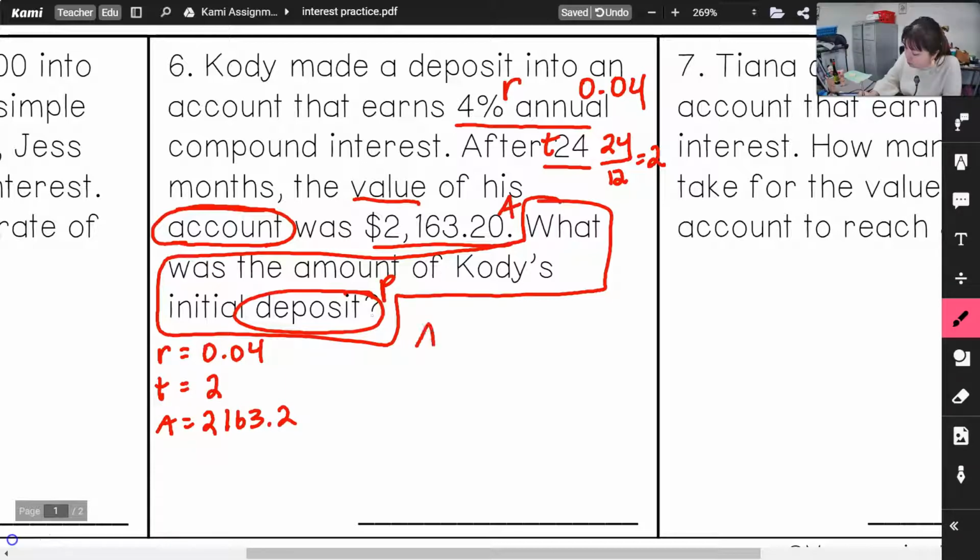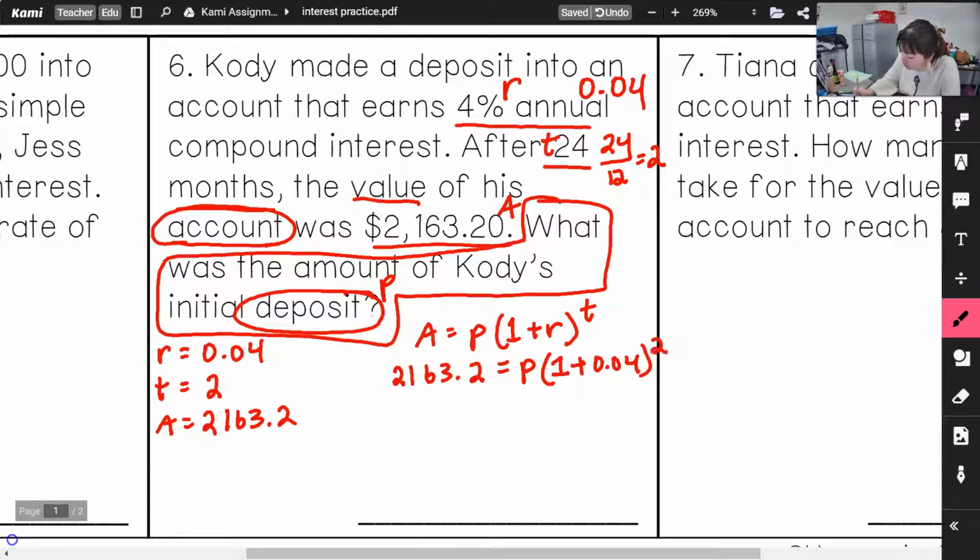Okay? So our formula, let me give myself some more space. Our formula for compound interest is A equals P times 1 plus R to the power of T. Okay, the problem is we don't know what P is, but luckily we know what these other things are. So let's fill in the other things that we do know. So we have 2,163.2 for A equals P, which we don't know, so we'll just leave it as the letter P, times parentheses 1 plus 0.04 to the power of 2. Okay, well now we've just made this into an equation. There's only one variable, so we can solve this.